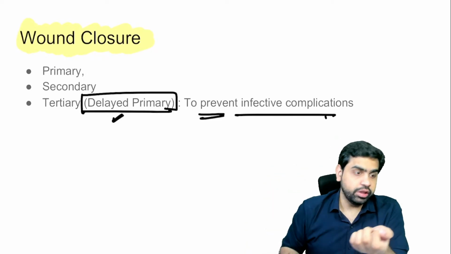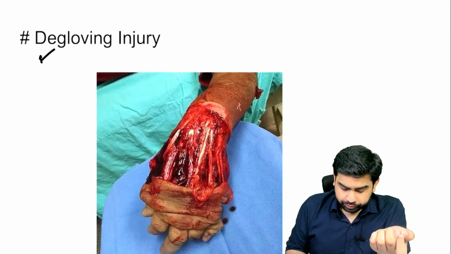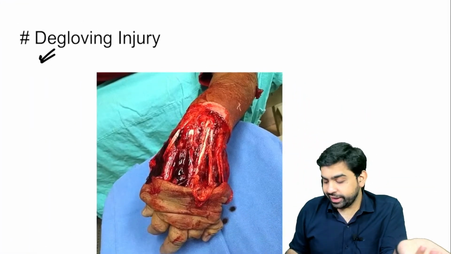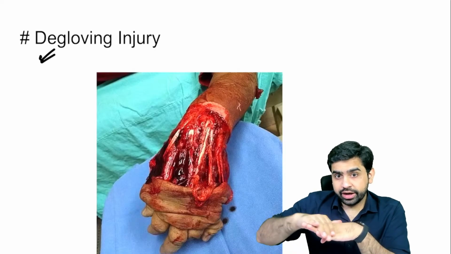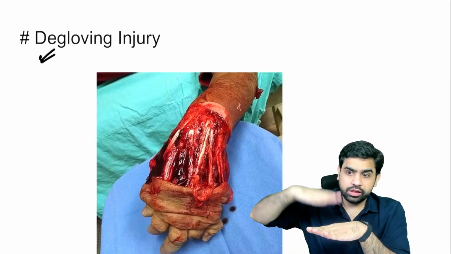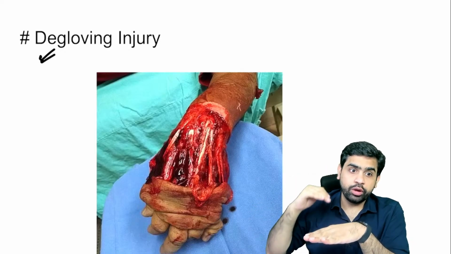I hope you have understood this particular point. Then what is this particular image? This is an image of a degloving injury. What happens in this degloving injury is that there is a frictional force, and the skin gets separated from the underlying tendons and the muscles. This is what is referred to as your degloving injury.